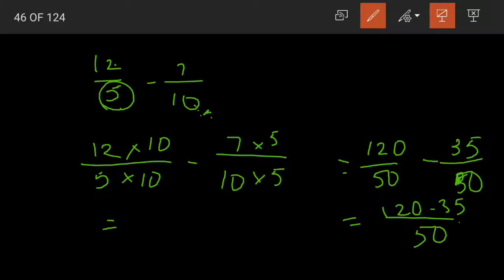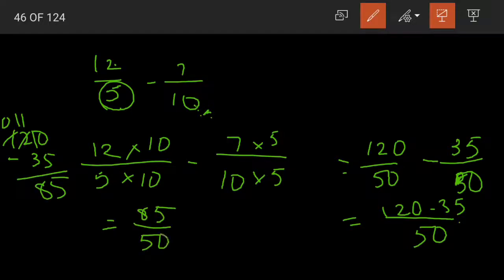So how much will we get, children? 120 minus 35, 85. So 85 divided by 50 will be our answer. If we want, we can further simplify it. 85 divided by 5 would be 17, divided by 50 divided by 5, which will be equal to 10.